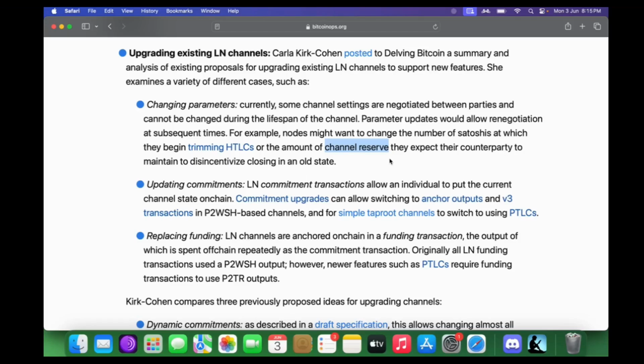Trimming HTLCs, I'll just take a shot. I don't think I know what it is. I think when any HTLC is committed on chain, it has to have a certain minimum amount, but it could differ depending on the on-chain fee at that moment. So it has something to do with that. My hunch is that. Yeah, it has to do.